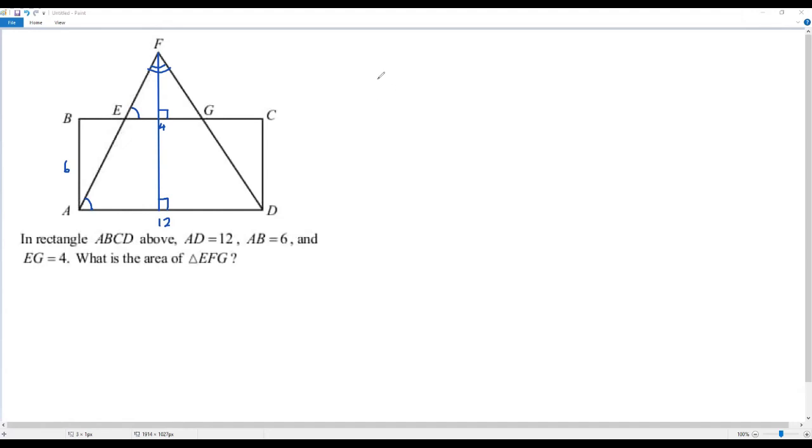Now let me write the vertices of these two triangles in order. Let me take the vertices of the smaller triangle first. Let me take the vertex E in the smaller triangle. The corresponding vertex in the bigger triangle is A, because the interior angles at the vertex E and at the vertex A are equal. Let me write it over here. And now let me consider the common vertex for both the triangles. Let me write it over here and also here. The third vertex for the smaller triangle is G and the third vertex for the bigger triangle is D. Let me write it over here.